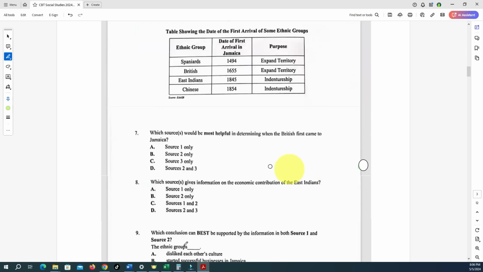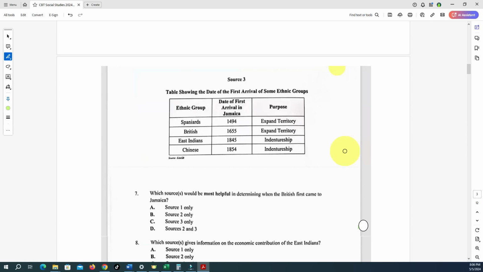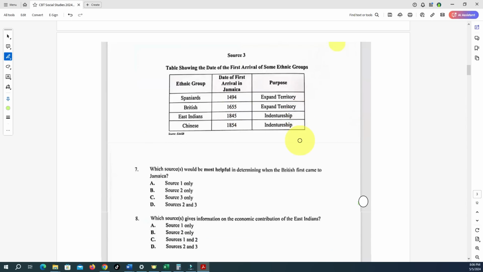Let's jump to 7. Which source would be most helpful in determining when the British first came to Jamaica? I would say it's this one. It says 1655. I would say source 2 only.